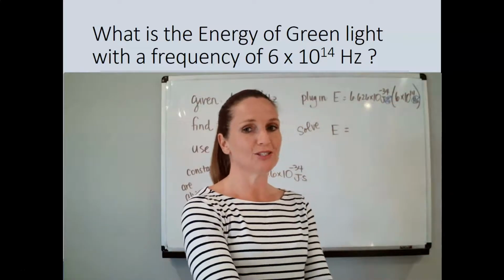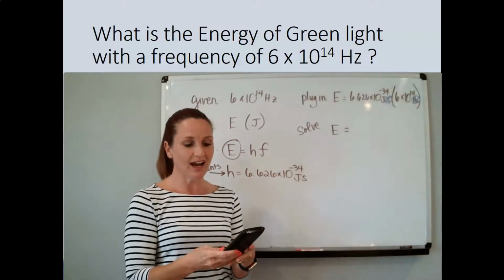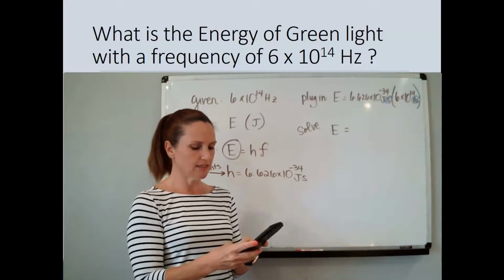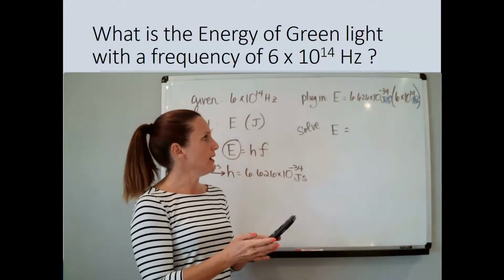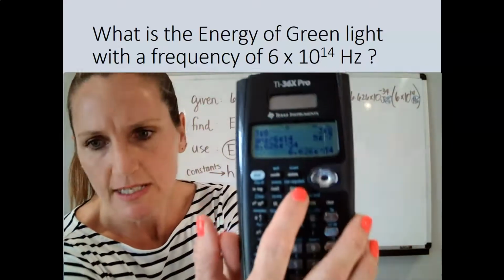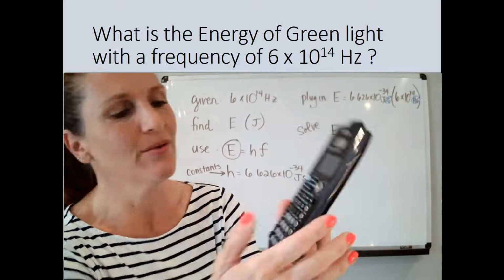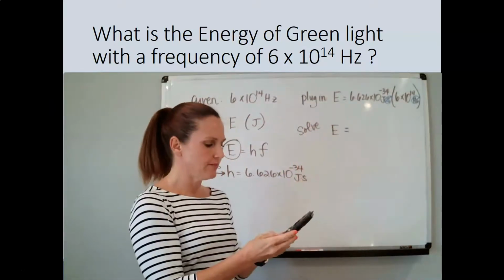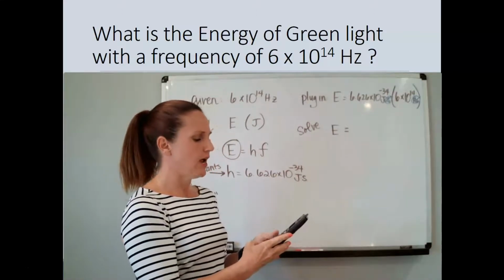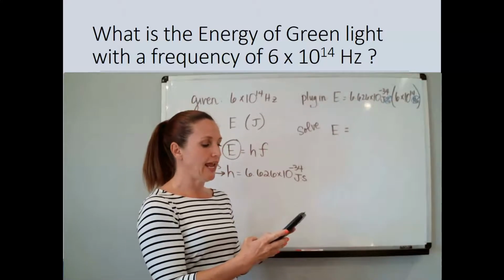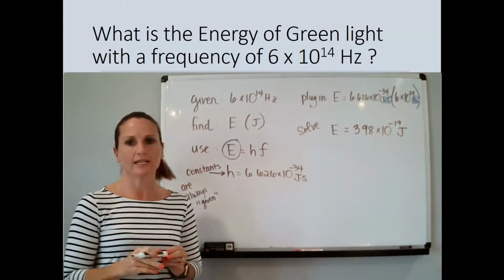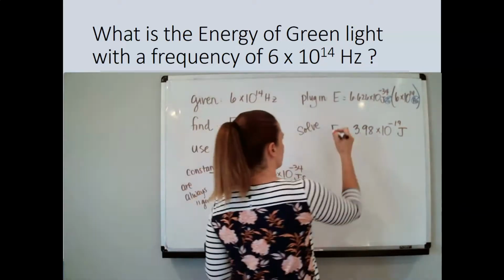Now we're going to plug this into our calculators. Plug it in with me, guys. Make sure you know how to do this. 6.626, E, remember that EE button, negative 34. So I should have 6.626 times 10 to the negative 34. And now I'm going to do times 6, EE button again, to the 14th power. That gives me 3.98 times 10 to the negative 19 joules.